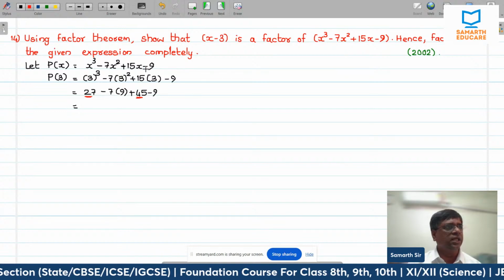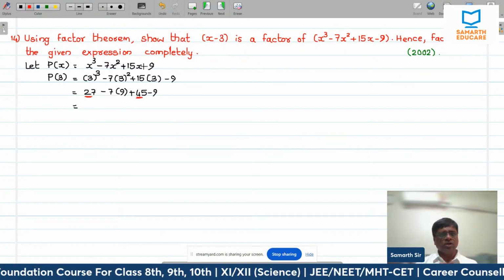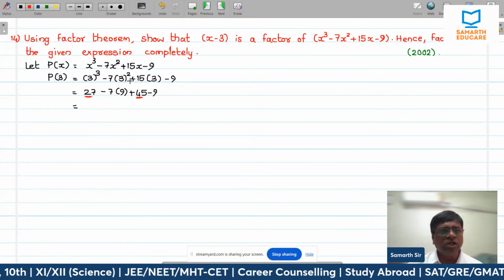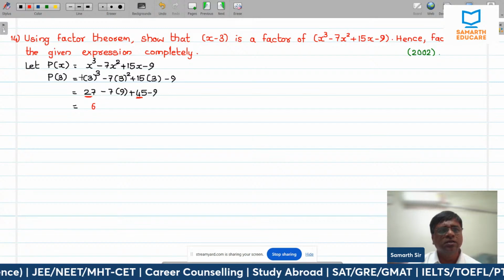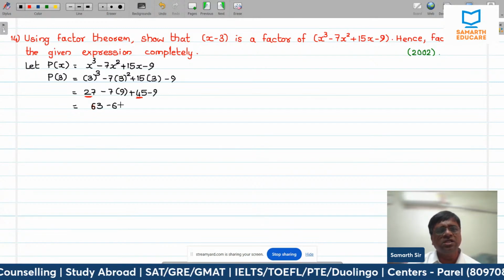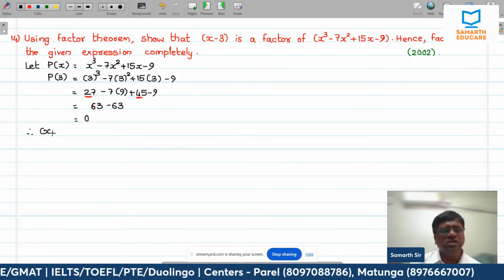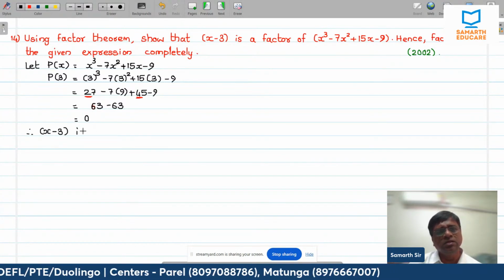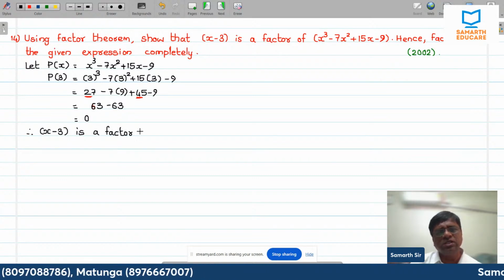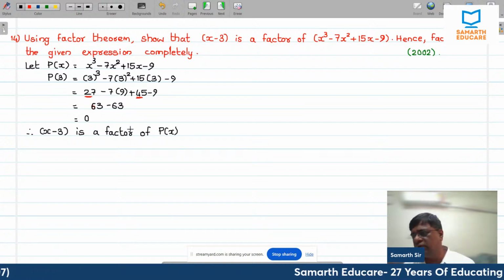72 minus 9. If we take 10 away from 72 we get 62. Whenever you have to do minus 9, take away 10, that is easy, and add 1. So 72 minus 9 is 62 plus 1, which is 63. This is 63, and 9 7s are 63. So the answer is 0. That means x minus 3 is a factor. So this is confirmed, x minus 3 is a factor of the polynomial p of x.